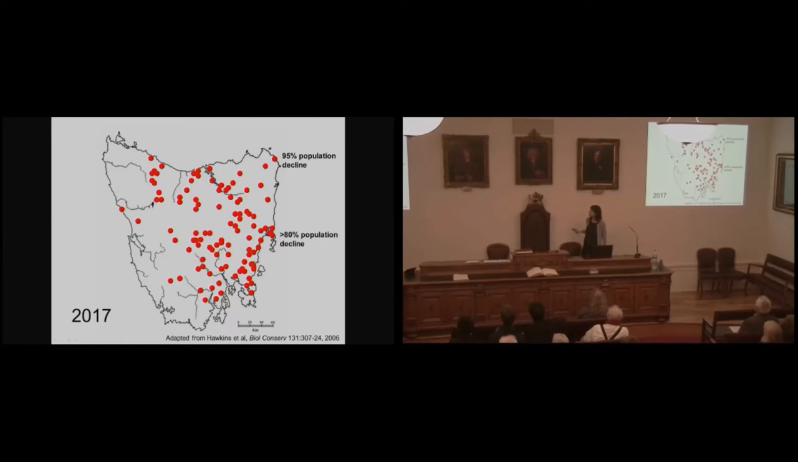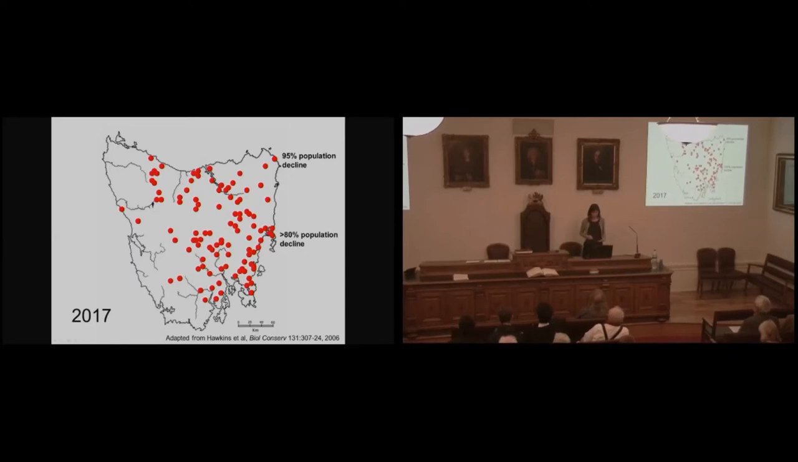And at the same time, there have been massive declines in devil populations in eastern Tasmania, more than 95% in some populations, similar all up and down this eastern part of Tasmania. So at this rate of population decline and disease spread, there's concern that the species could go extinct in the wild within only a matter of decades. So it's really a big conservation problem.